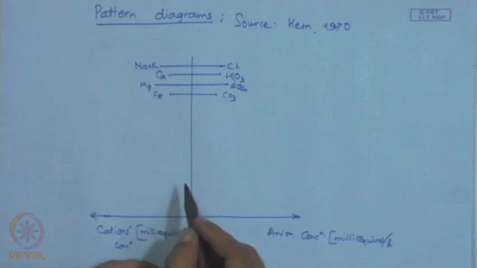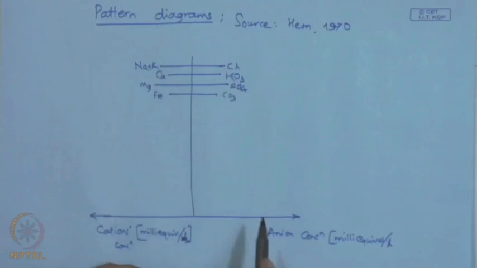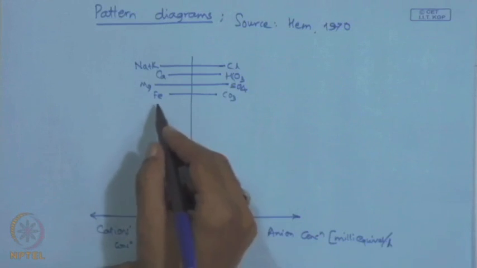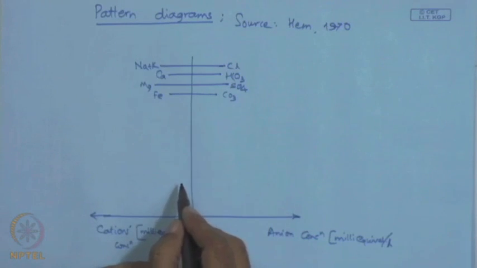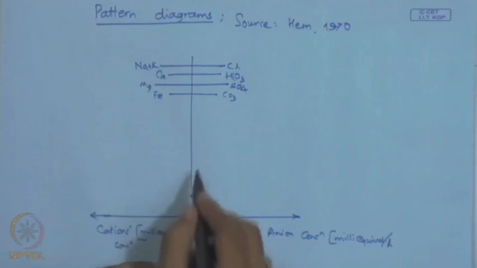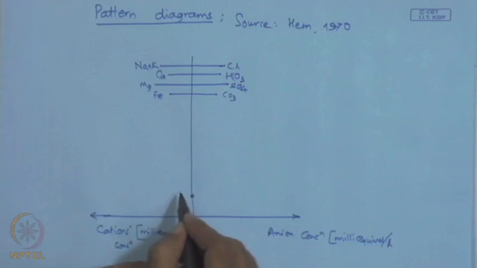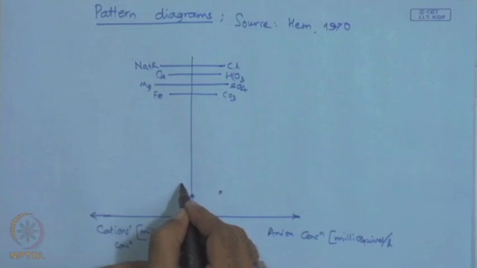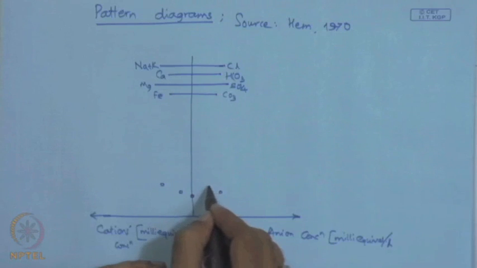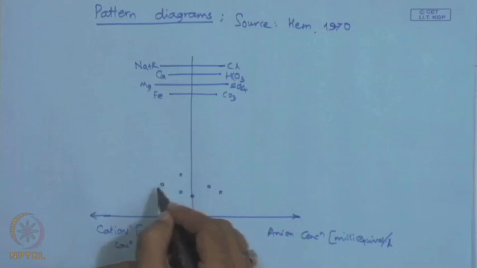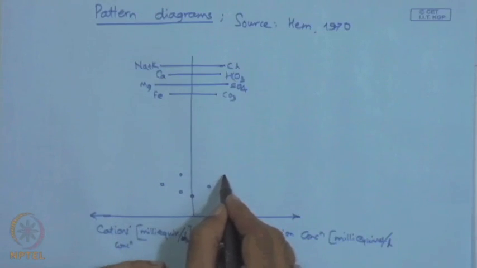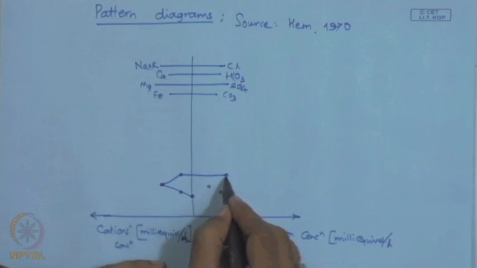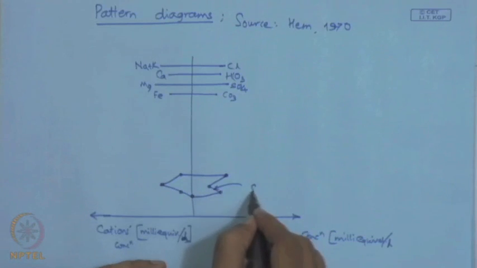So basically in this case, there are four cations and four anions. Say, for example, a particular sample doesn't have iron as well as carbonate, so in that case both of these will be zero. Then if it has a certain magnesium concentration, certain sulfate concentration, then certain calcium concentration and certain bicarbonate concentration, and then lastly certain sodium plus potassium concentration and certain chloride concentration, then this is sample 1.